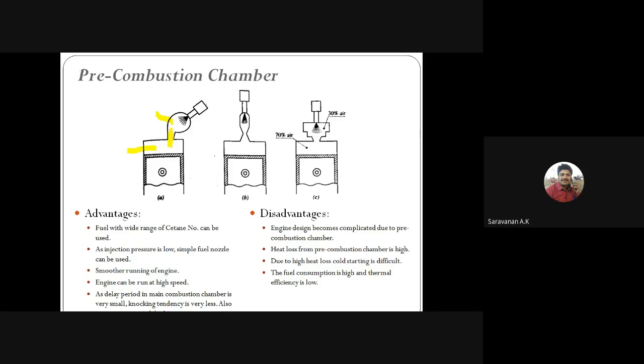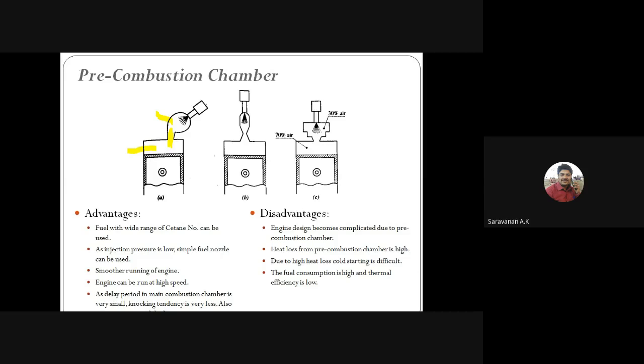Thus the delay period is reduced. Poor grade fuels are also burned easily. If a fuel has a low cetane number, we can still burn it in an easy manner by using the pre-chamber.